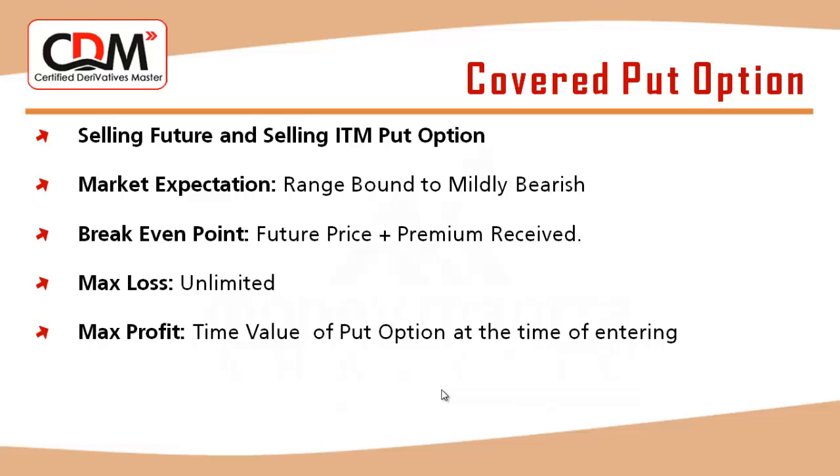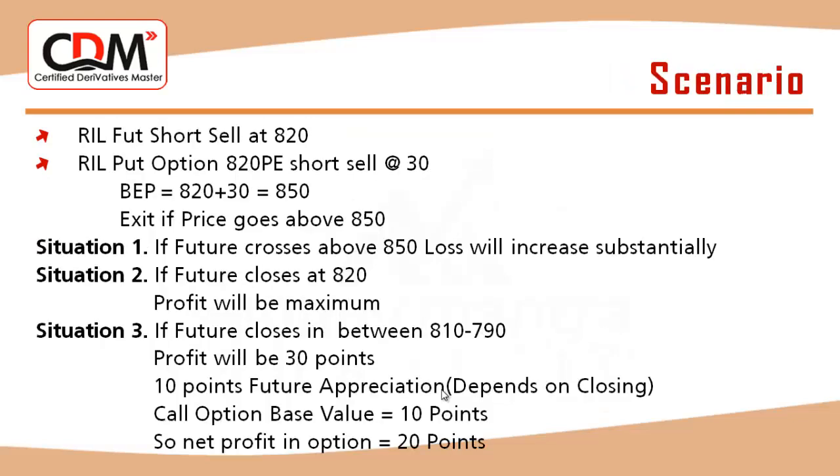So let's understand this covered put option strategy. We are taking just the previous example. Now how we have to understand it. Suppose we short sell Reliance future at 820. What we did also, we also short sold the 820 put option at the rate of 30 rupees. The break-even point would be on the higher side. If the stock price goes above 850, then we should immediately close our position and book the loss, whatever we are incurring in the strategy.